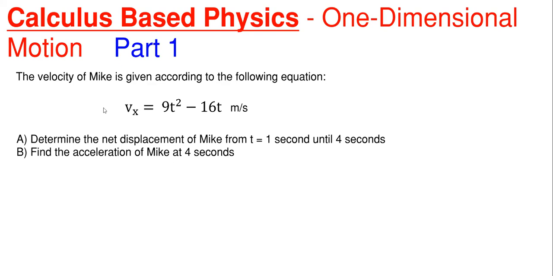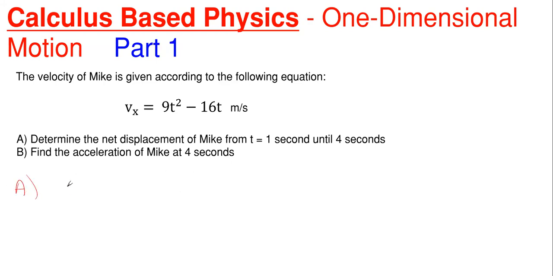So looking at our problem here, we have the velocity of Mike is given according to the following equation, where our velocity of x is equal to 9t squared minus 16t, and it will be in the units of meters per second. So we have to determine the net displacement of Mike from 1 second to 4 seconds. And we also have to find the acceleration of Mike at 4 seconds.